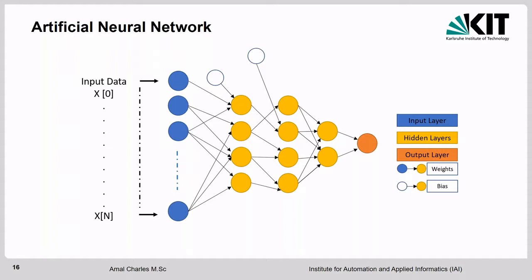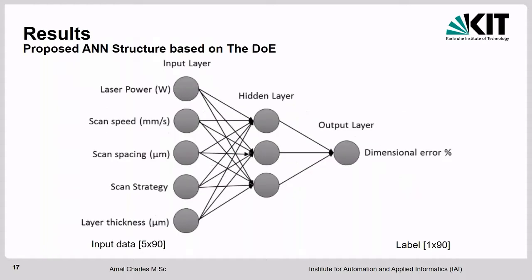So for our proposed solution, we tried a number of different artificial neural network models. This is the one that we stuck with because it's the one with which we achieved the lowest mean square error possible. In this case, we have an input layer with 5 different process parameters. We have one hidden layer with 3 neurons, and one output layer with one dimensional error, being our percentage.